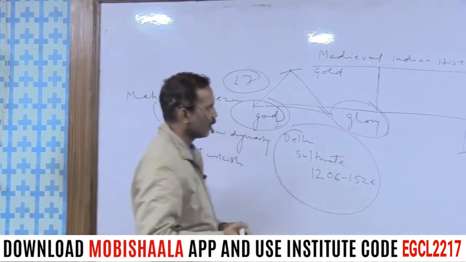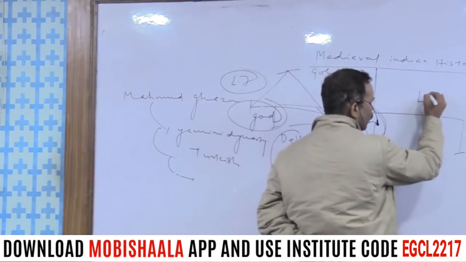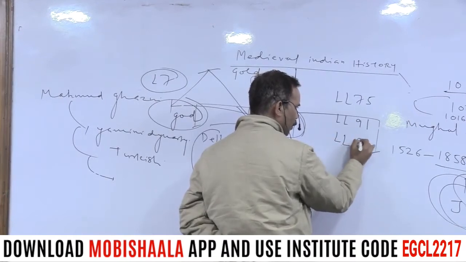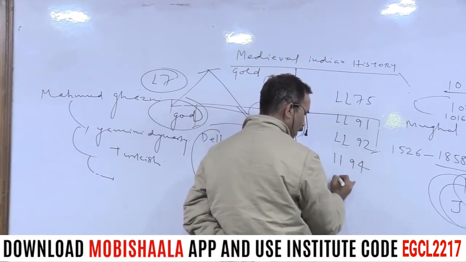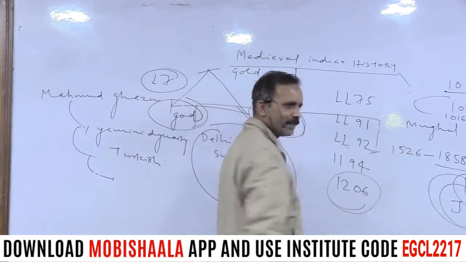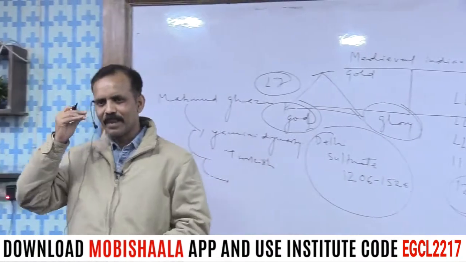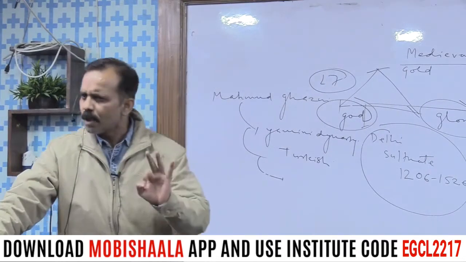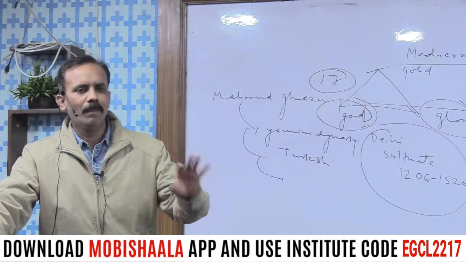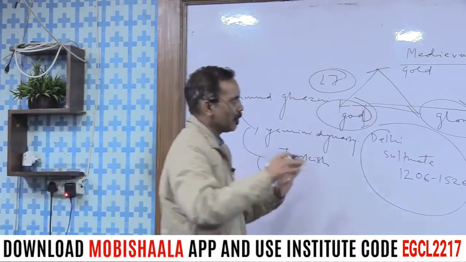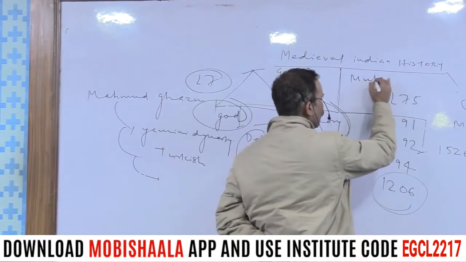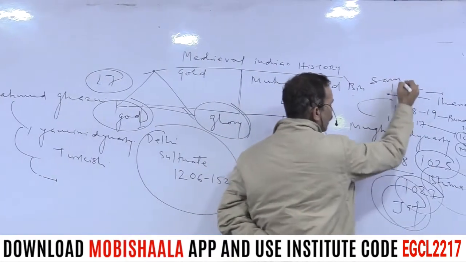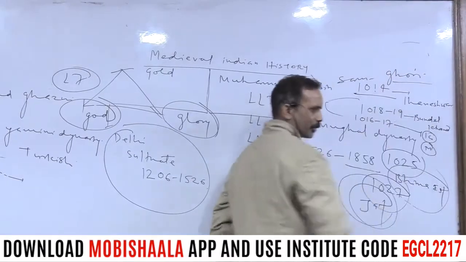Next point. This is 1175. This is 1191, 1192, 1194, and then the foundation of the Delhi Sultanate. The man was Muhammad Ghori, also known as Muhammad bin Sam. Okay.